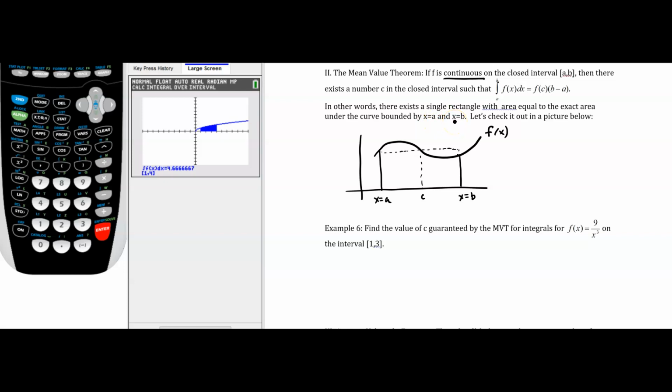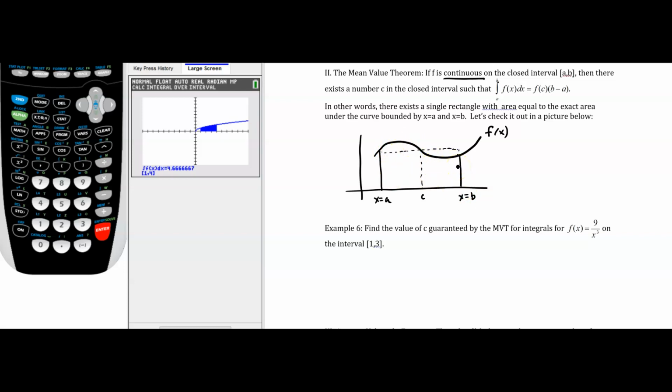So in a picture, let's take a look. So here is my function, this kind of wavy piece right here. And what I'm ultimately trying to get at here is the net area bounded by that function and the x-axis between x equals a and x equals b. So I've got this region up here, I've got this region down here.